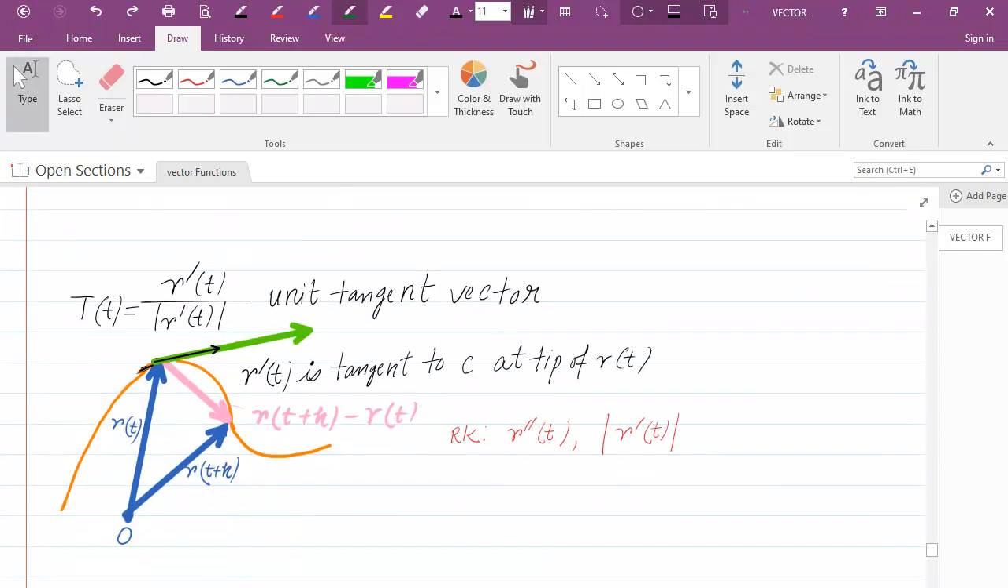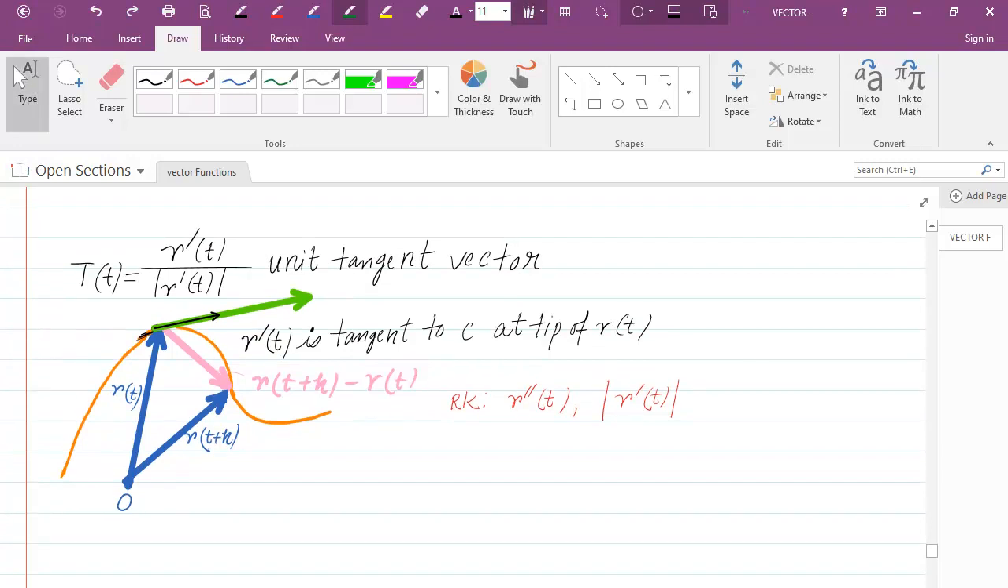Okay, so let me recap what we have just said. We said that if I have a parametrized curve which is parametrized by a vector function r of t, then r prime of t is going to be tangent to the curve at the tip of r of t, and the length of r prime of t is speed. The second derivative of r of t is the acceleration.